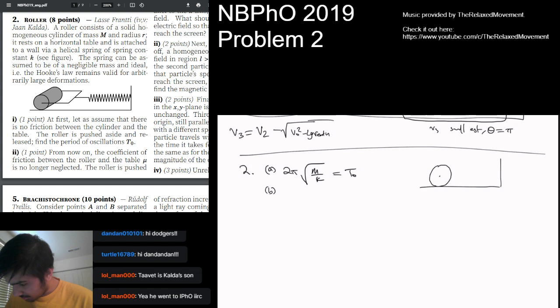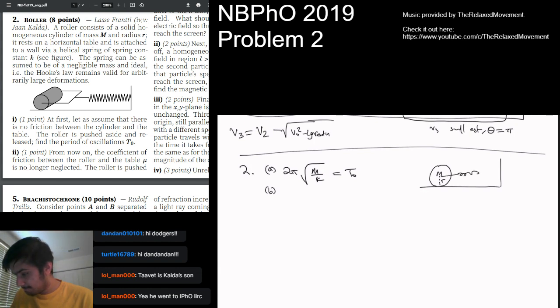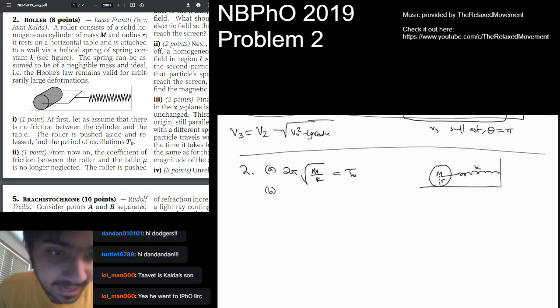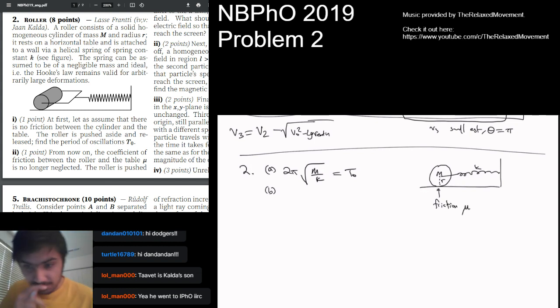You have a cylinder of radius r, homogeneous, so its moment of inertia is 1/2 mr squared. Mass m, and it's connected by a spring to the wall with spring constant k, and that's it. And then there's a coefficient of friction mu. I guess it's not clear, but I assume static and kinetic are both mu.